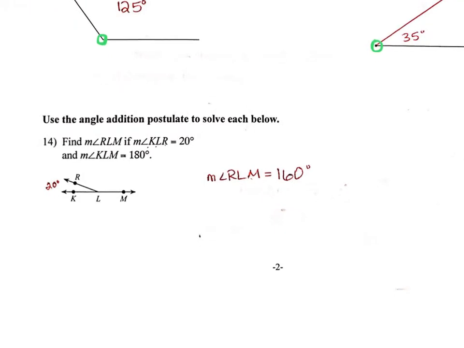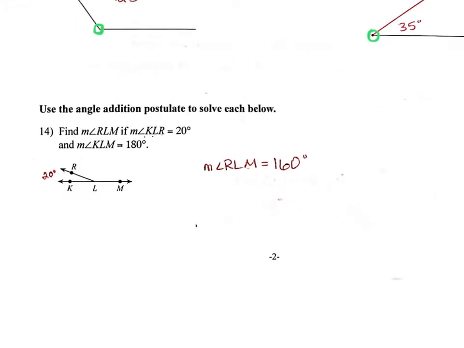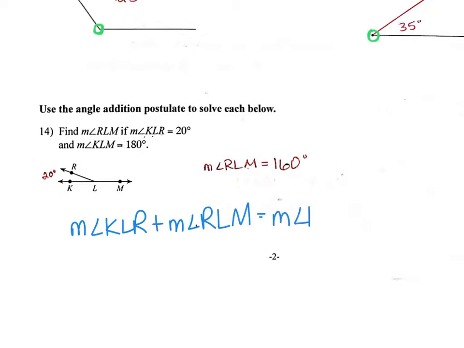All right, question 14, last one on this page. Now we're talking about angle addition. You could have written out the notation for that, which we will work on a little bit more next week, and that is to say the measure of angle KLR plus the measure of angle RLM equals the measure of angle KLM. That's just kind of saying, right, the two smaller angles come together to give you the larger angle.